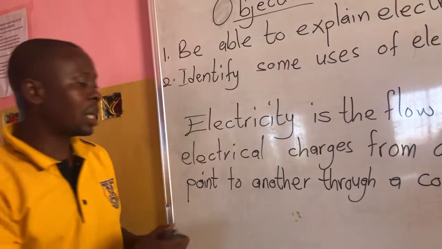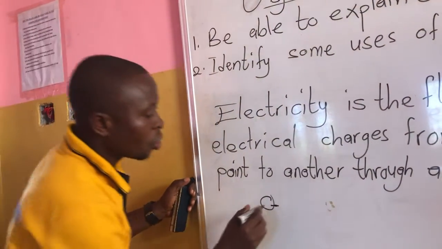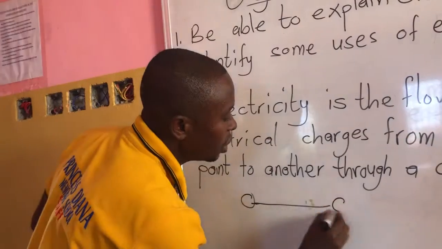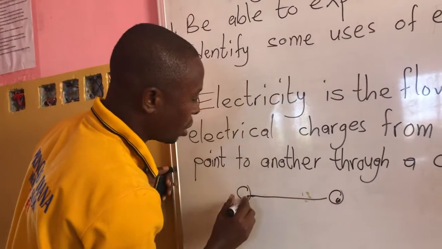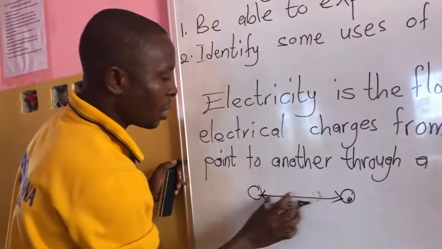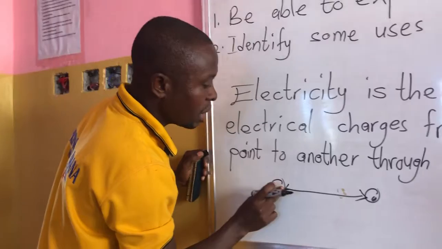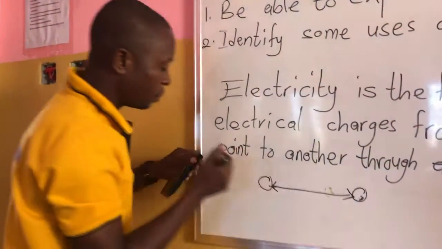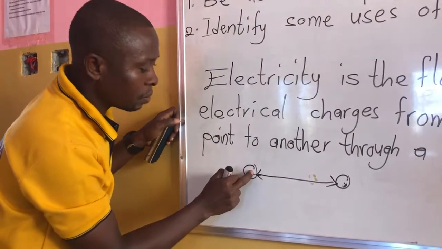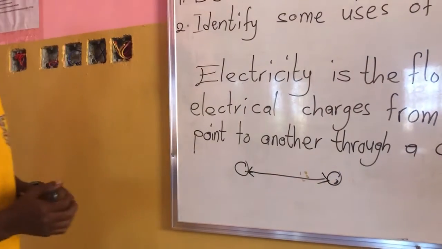Okay, so let's say this is where the electricity is generated. When it flows from here to this point through a conductor, let's say this here is the conductor, the flow of electrical charge from here to the end here is what we call electricity.